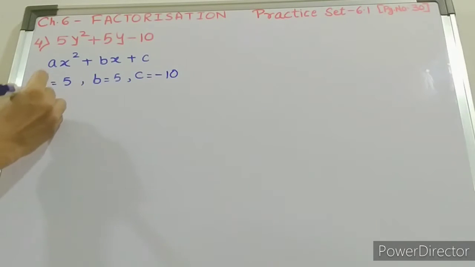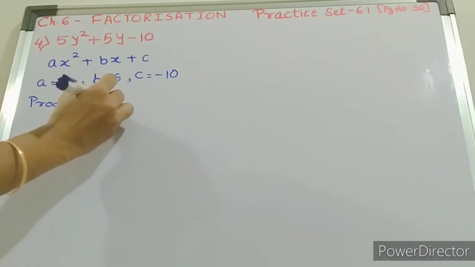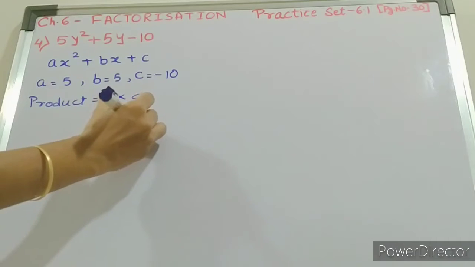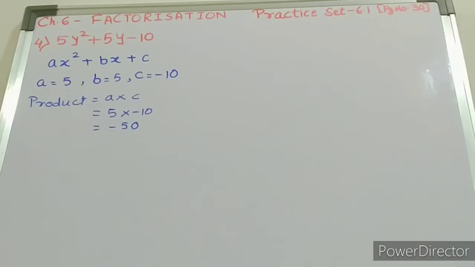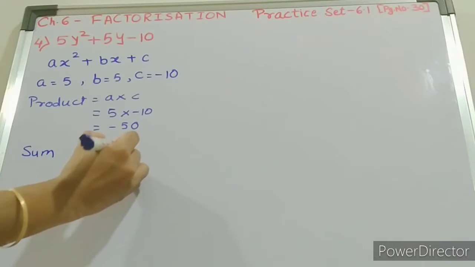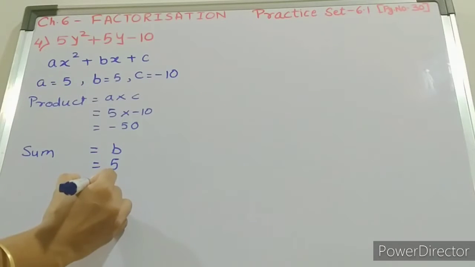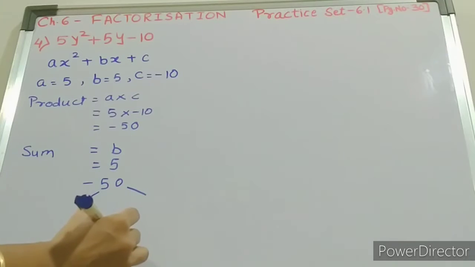Now we have to find out the factors in such a way that the product should be a into c, correct? So what will be the value of a into c? That is 5 into minus 10, so the answer will be minus 50. And the factors whose sum has to be the b value, that is 5. Now we will find out the factors so that their product should be minus 50 and their sum should be plus 5.